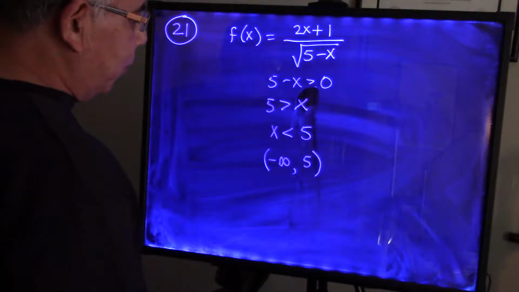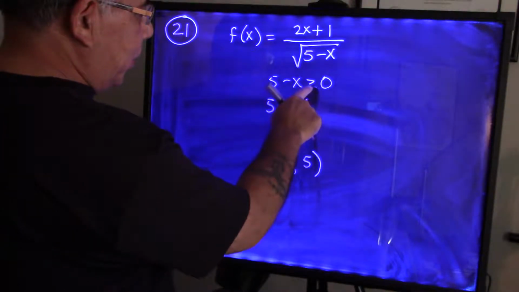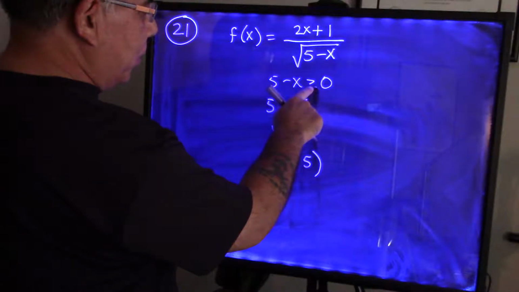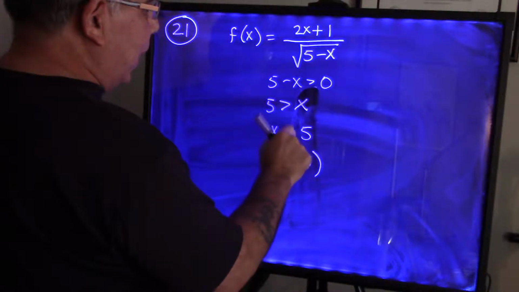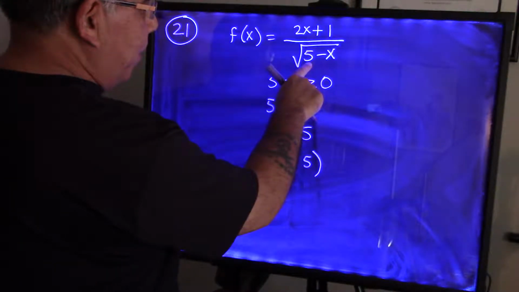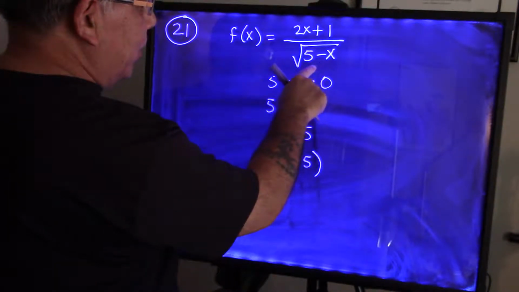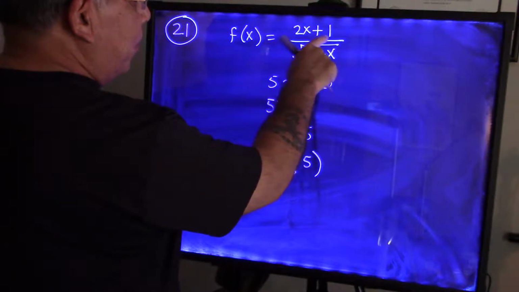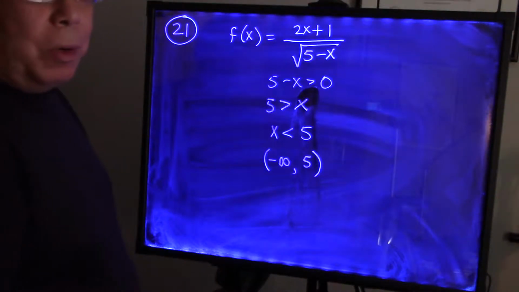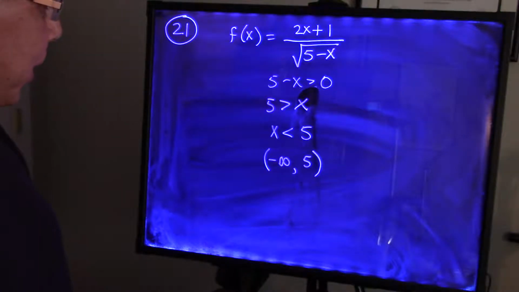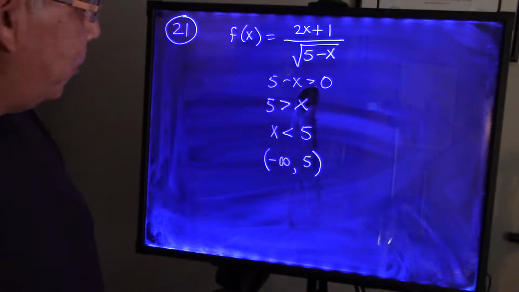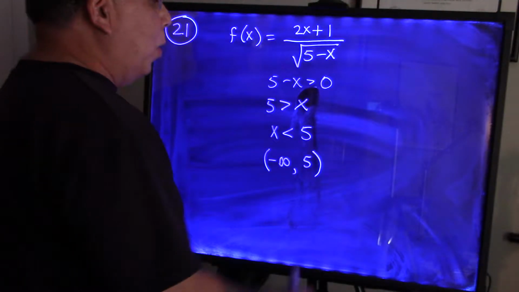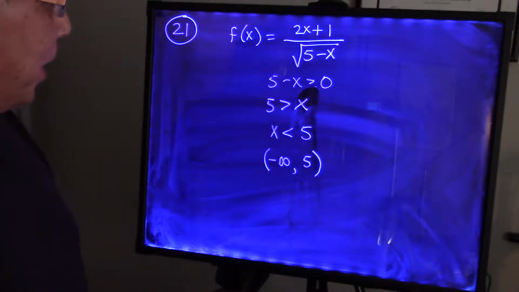So once again, if you did include 5, in other words, if this were set to be greater than or equal to 0, you would include 5, and you would have up here the square root of 5 minus 5 is 0, so that would be 10 plus 1 is 11 over 0. So that would not work in this function because of that denominator. So if the square root function were by itself, it would be fine.